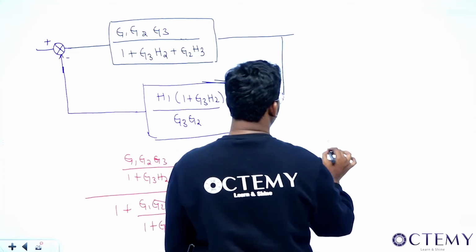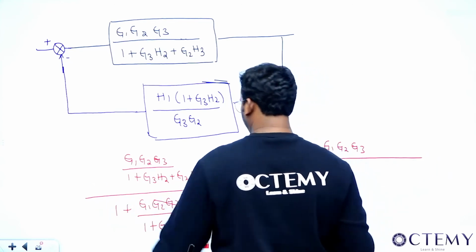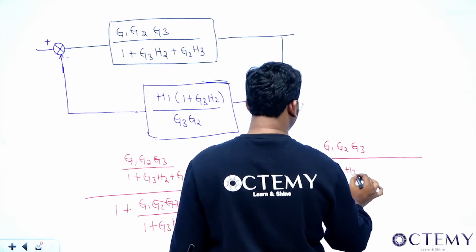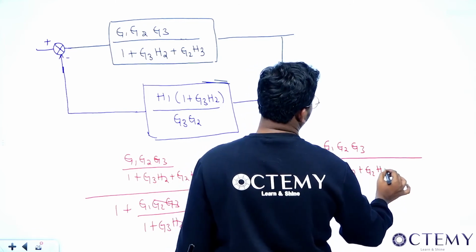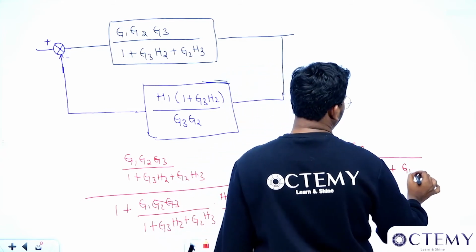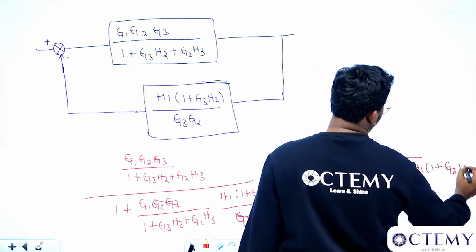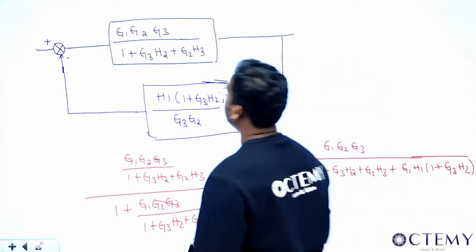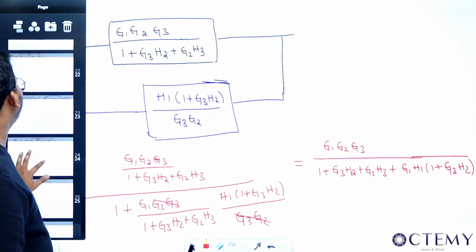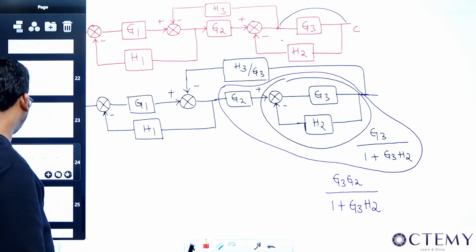So what is the final answer? The final answer is G1, G2, G3 whole divided by, after taking the LCM, that will become 1 plus G3H2, G2H3. This is the LCM plus, what is there sir here? G1H1 into 1 plus G3H2. This will be the final answer, right? Now I am not concerned about the answer sir, just look at the method and look at the first step which you are doing. If you apply your first step properly, then your answer will come without fail.